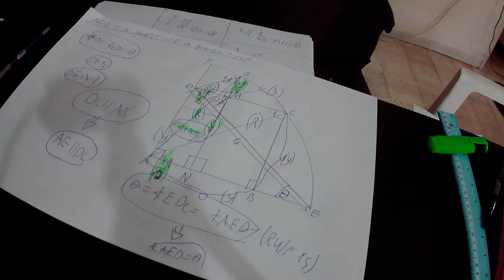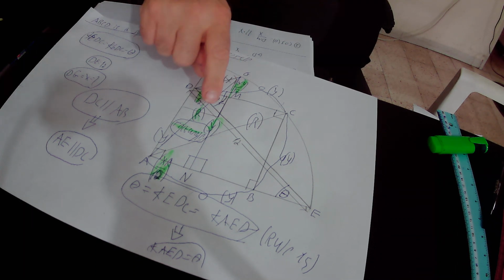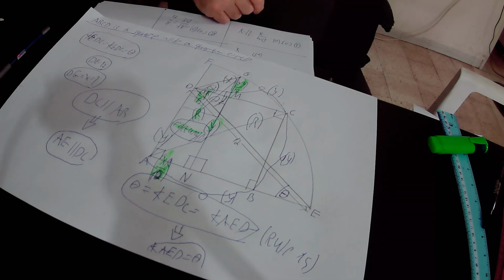Okay, so inside this quadrilateral DMNA we have four right angles. Any quadrilateral that has four right angles must be a rectangle, if not a square. So we conclude that this quadrilateral DMNA is a rectangle.